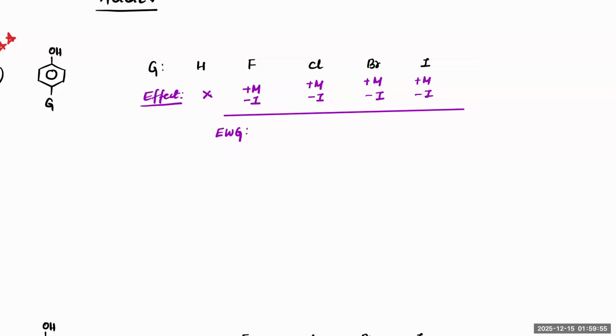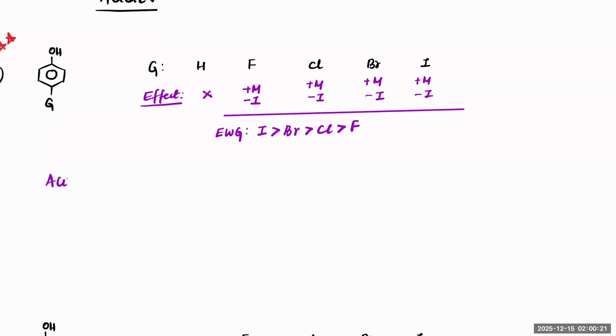But see, fluorine kind of compensates: sufficient plus M and sufficient minus I. Both of them are good enough, so strong donating as well as strong withdrawing. That's why the overall withdrawing nature of fluorine is lesser. So if you compare, iodine in fact has more withdrawing power compared to bromine, chlorine and fluorine overall.